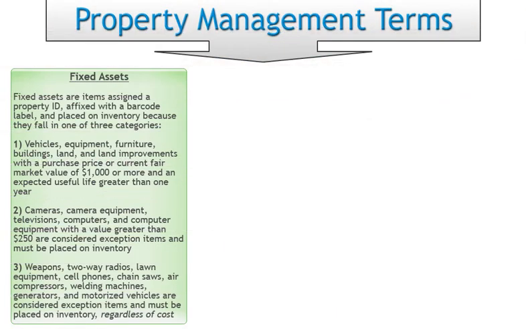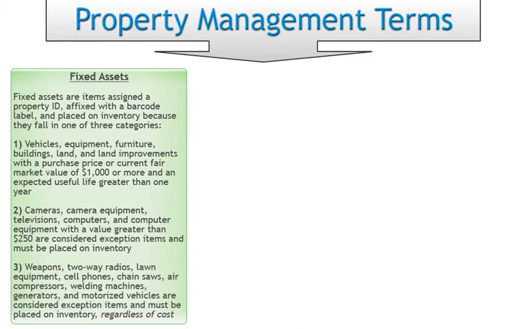Fixed assets are items assigned a property ID, affixed with a barcode label, and placed on inventory because they fall in one of three categories. 1. Vehicles, equipment, furniture, buildings, land, and land improvements with a purchase price or current fair market value of $1,000 or more and an expected useful life greater than 1 year.